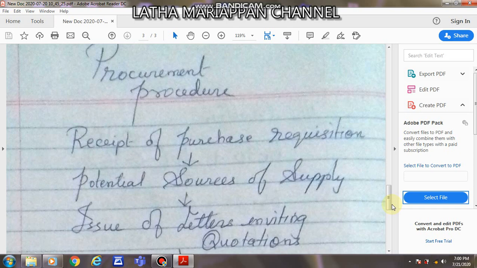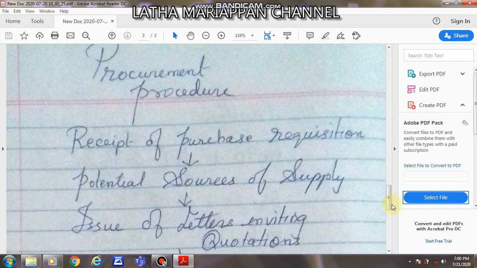Once the purchase department receives the requisition order, the purchasing executives look after the source of supply. They have a list of details of who the suppliers are, and if they want to add supplier details they will add, and if they want to remove supplier details they will remove, because they are not satisfied with the supplier.